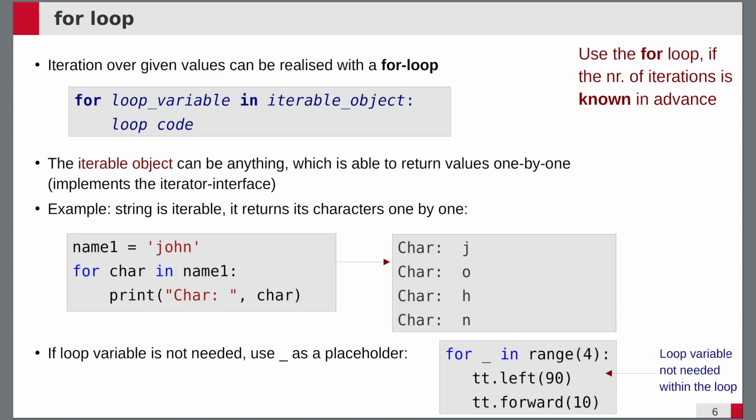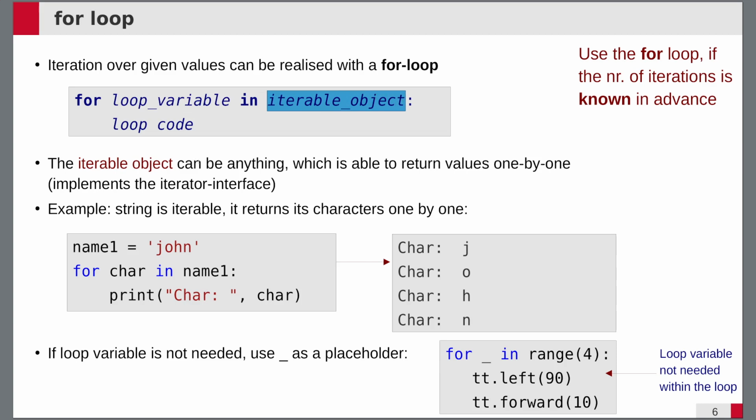The next construct I would like to go through is a for loop. The for loop is something we use if we want to repeat something a given number of times. The for loop can be specified after the for keyword by specifying a loop variable, then the in keyword, and then something which we can iterate over. So basically something which contains items.